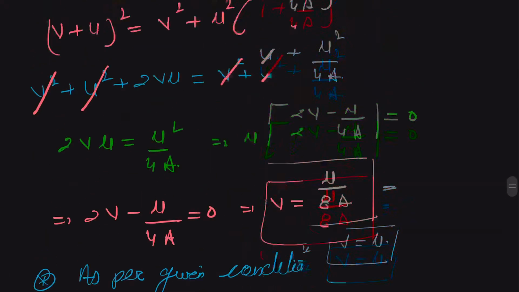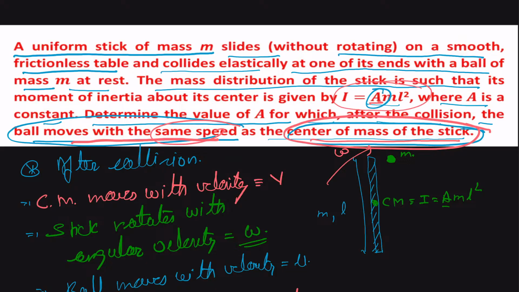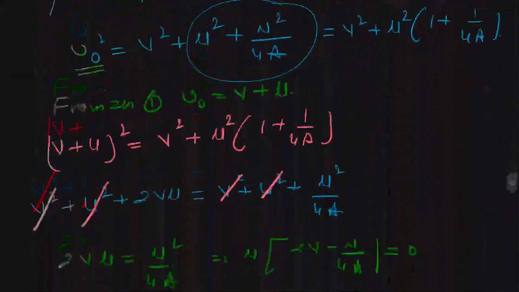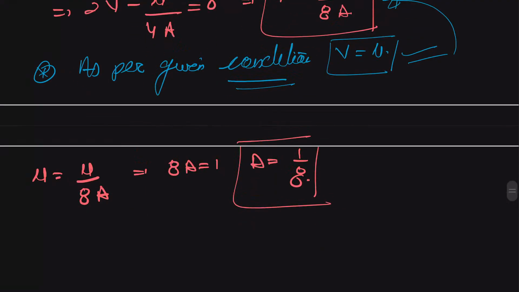Okay, so we were supposed to find out the value of A, and A was with respect to the moment of inertia. The constraint on this value of A was that the ball moves with the same speed as the center of mass of the stick. So this was the constraint for calculating the value of A, which we used in the final part of our solution. In the final part, we just wrote that as per the given condition, V should be equal to U. We substituted here, and that gives us that the value of A should be equal to 1 by 8.